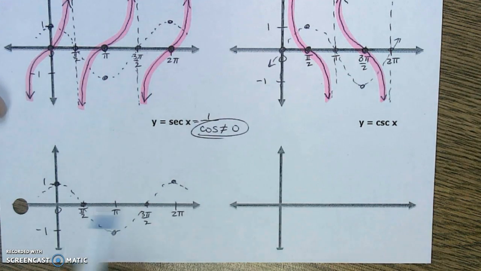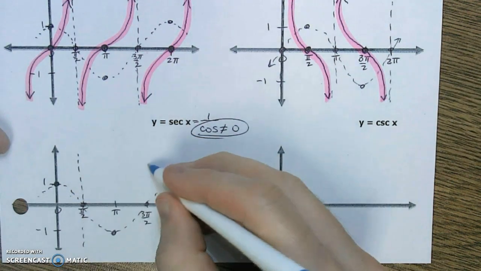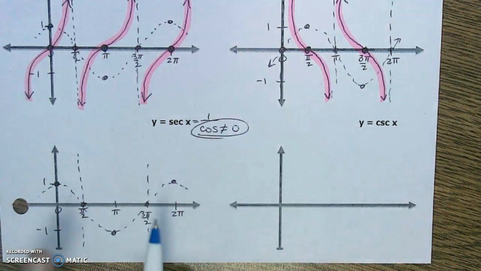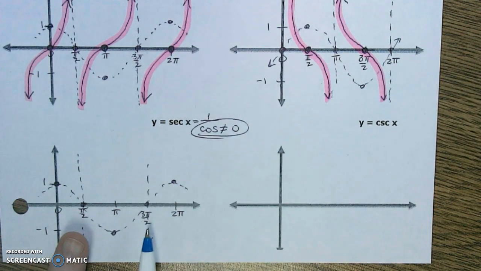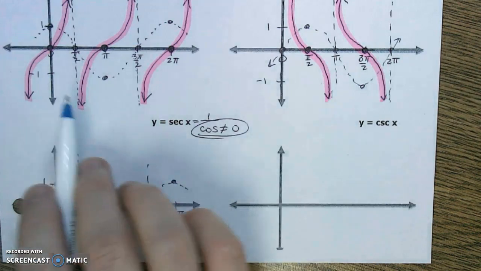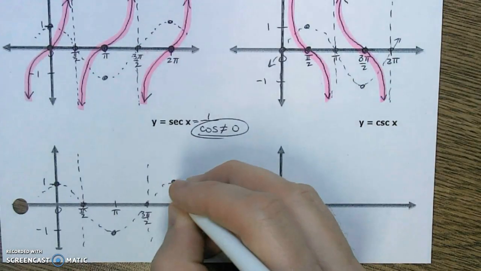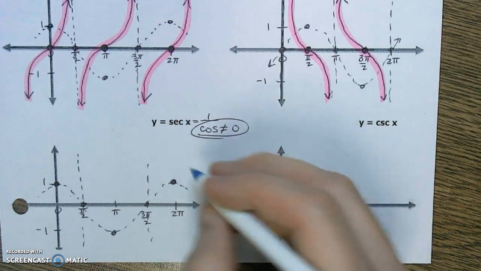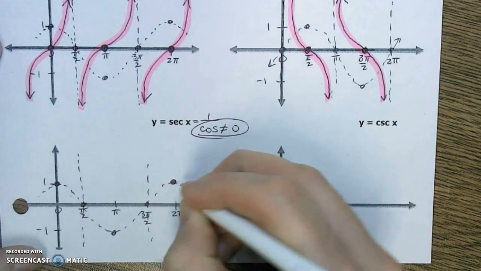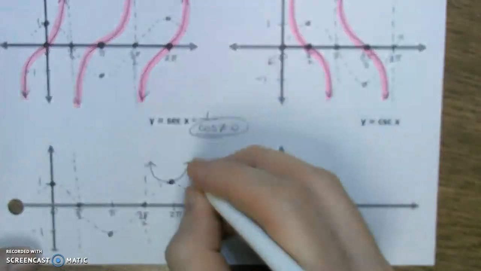Anywhere where cosine hits the x-axis is where the cosine value would be 0. So we draw vertical asymptotes through those 2 points, which is at pi over 2 and 3 pi over 2. And then secant is different looking from tangent and cotangent. Secant is going to share the same high points as the cosine, but it's going to curve away from all your dotted lines. So it looks like that.